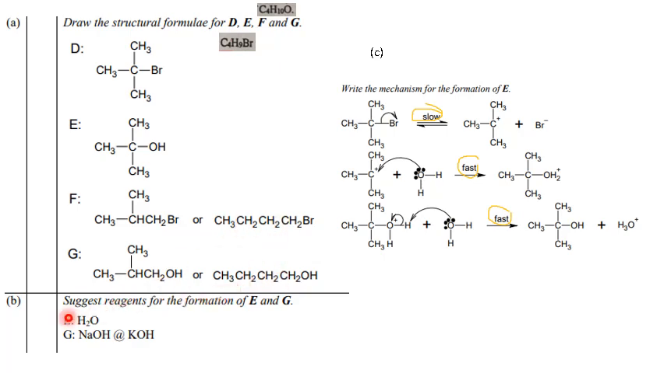So suggest the reagent for E. SN1 uses a weak nucleophile, so the answer is water. SN2 undergoes the backside attack, so we are using a strong nucleophile, which is sodium hydroxide or potassium hydroxide.